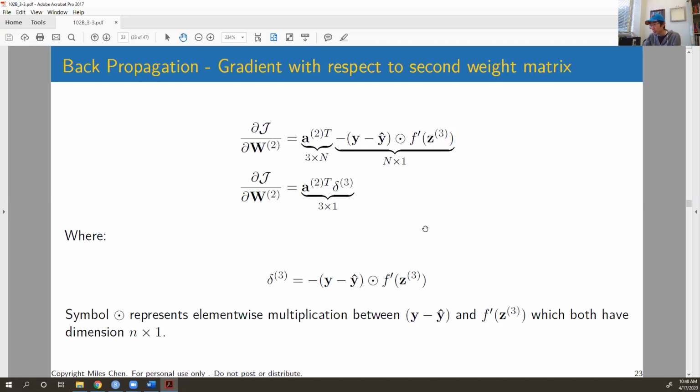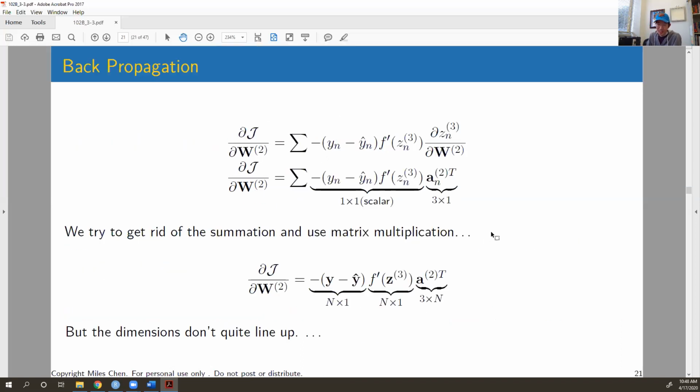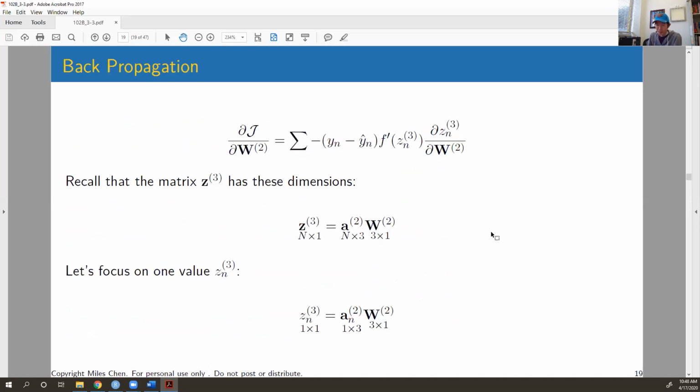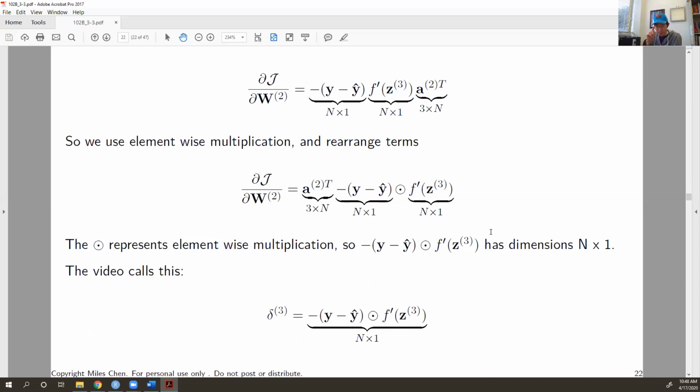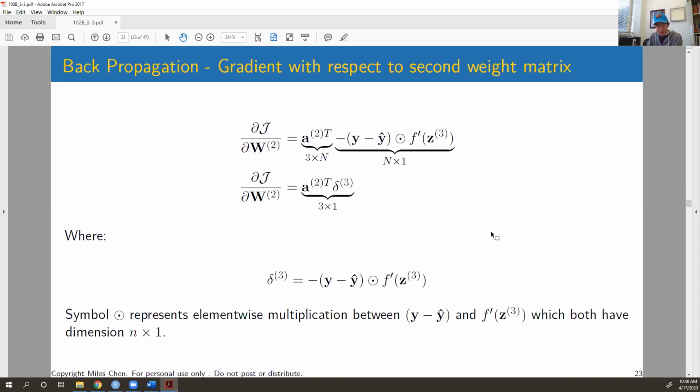Did I lose anybody along the way? Are we okay with this? I know it's a lot here, but I wrote all the dimensions underneath each of these terms and elements, and I'm hoping that will be clear enough for you to be able to follow along.